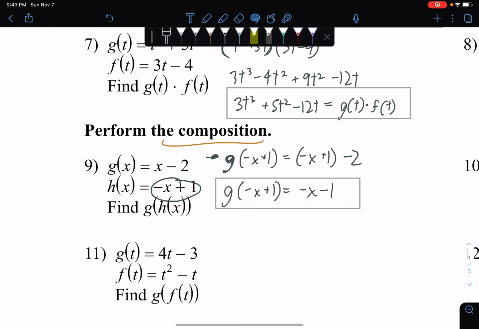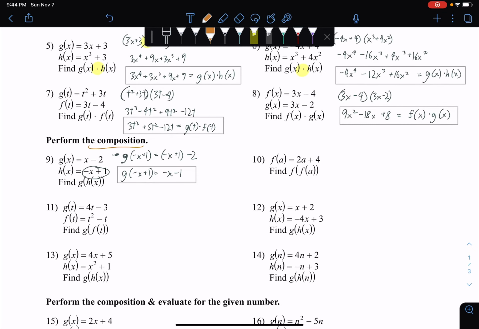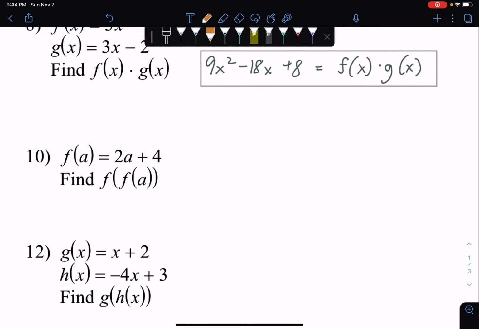So let me explain. G of h of x, in other words, these are equal to each other. So I hope that makes it clear. And how we simplify this, we base it on the g of x, what we have in g of x, such that the x is equivalent to what we have in h of x. So that's how things work in performing the composition. That's how we answer it. Let's go to number 10.